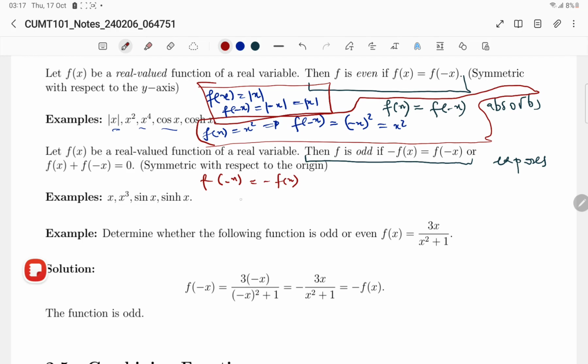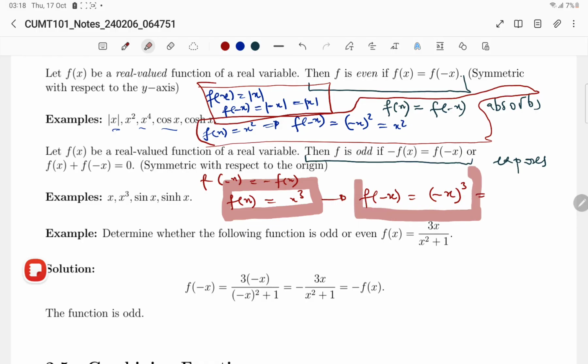So for example, let's consider f of x equal to x to the power of 3. Then we have f of minus x equal to minus x to the power of 3, which is equal to minus f of x.